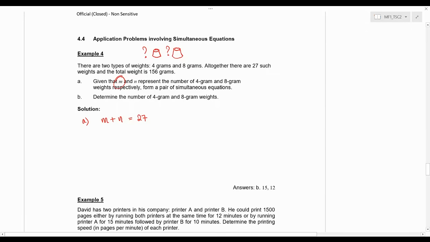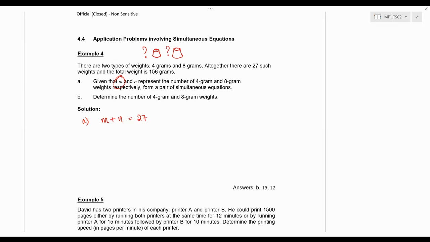Right? That's the first information. Agree? So if there are, for example, 10 4-gram weights and then there are 17 8-gram weights, the total would have 27 of them. Okay, M is the number of 4-gram weights, N is the number of 8-gram weights. So M plus N should be the total number of weights.